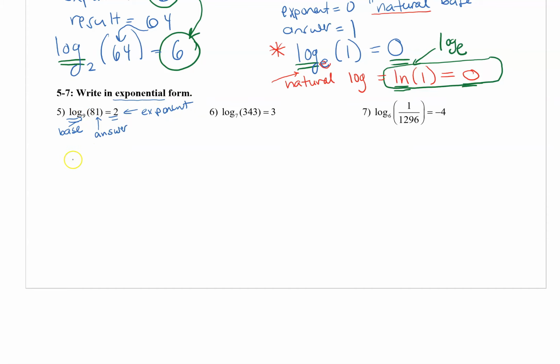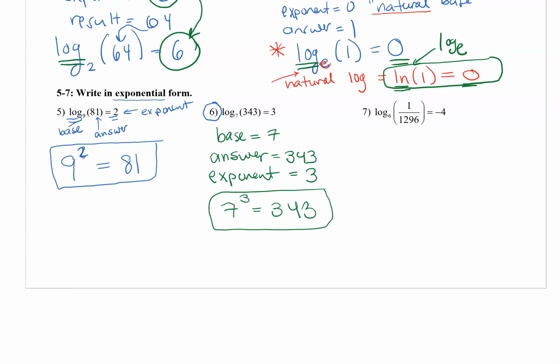So rewriting this in exponential form would now put the emphasis back on the base. So that's the large number now, and now the exponent is this little tiny superscript, right? 9 squared, and then the answer to that is 81. So that would be the exponential form there. Why don't you guys try number 6?